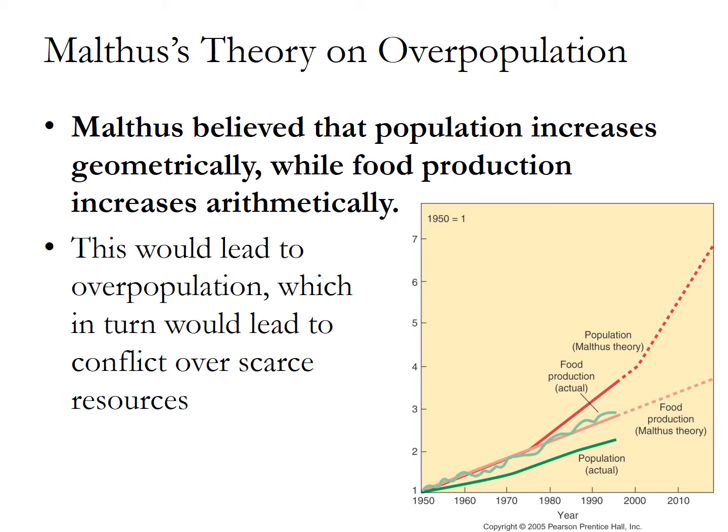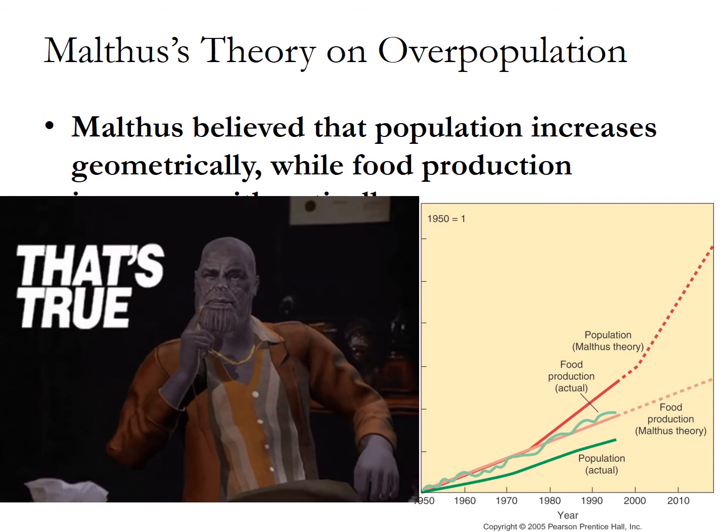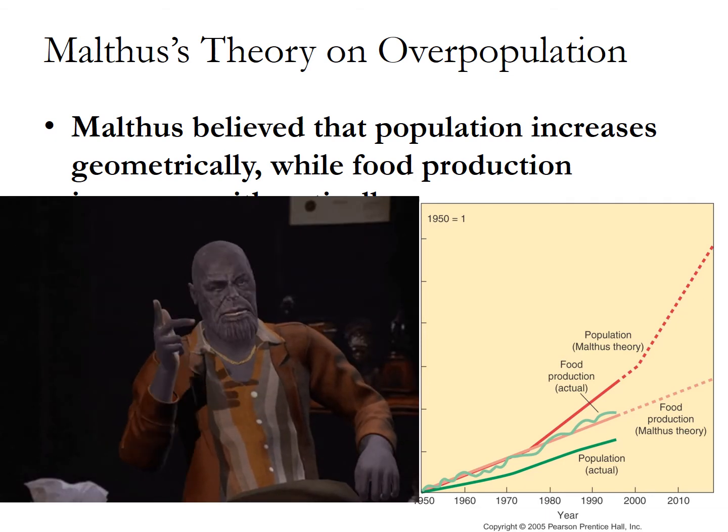His whole theory was that we're going to run out of resources, population is going to be too big, there's not going to be enough food, and the whole world is going to end when we all start fighting. If this rings any bell to you, yeah, Thanos is a fan of Thomas Malthus.